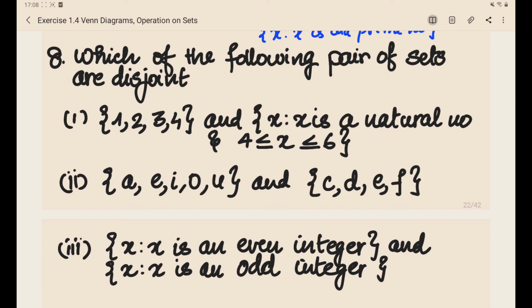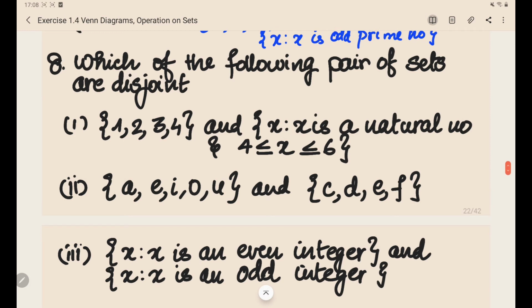That is, for joint sets, when you take A intersection B, there will be some common elements in it. For disjoint sets, there will not be any common elements, so that if you take A intersection B, that will be equal to an empty set. Those are disjoint sets. So 1, 2, 3, 4 and X, where X is a natural number, that is 4 less than or equal to X less than or equal to 6.